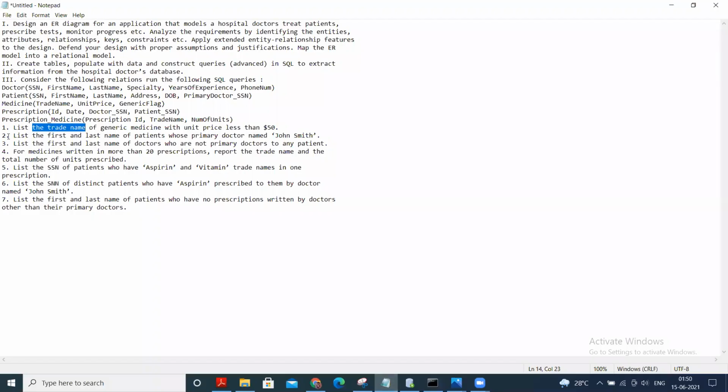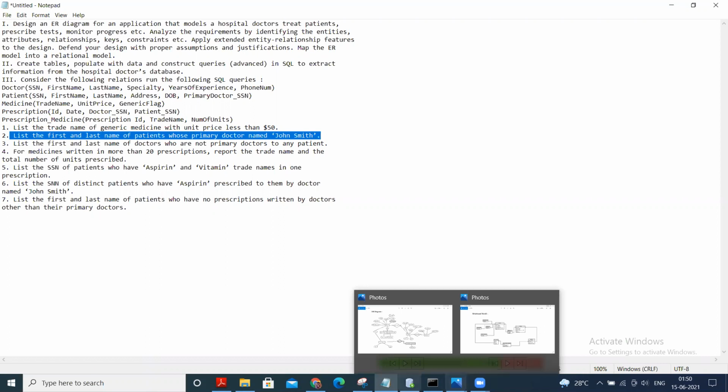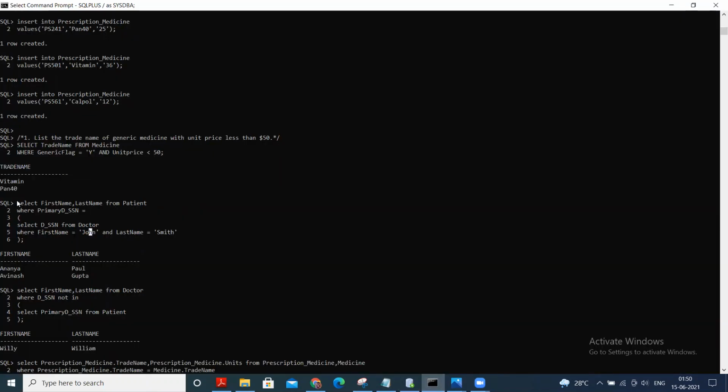Okay. And our next query is: list the first and last name of patients whose primary doctor is named John Smith. So we have to select the first name and last name from the patient, where primary DSSN equals, inside this inner query, select DSSN from the doctor where first name is John and last name is Smith. It must not be, it must be in the primary DSSN section from patient.